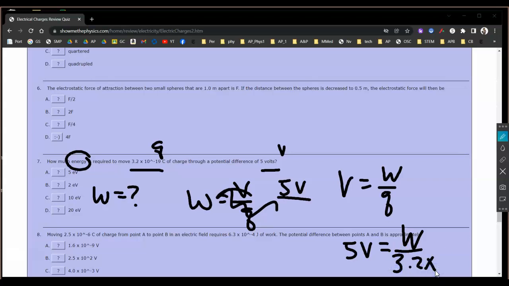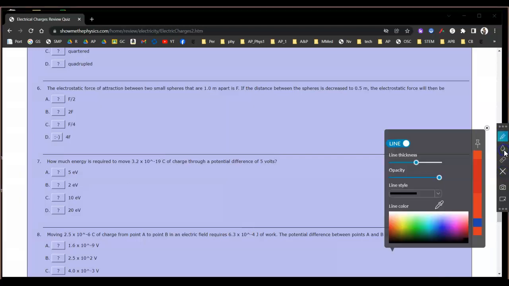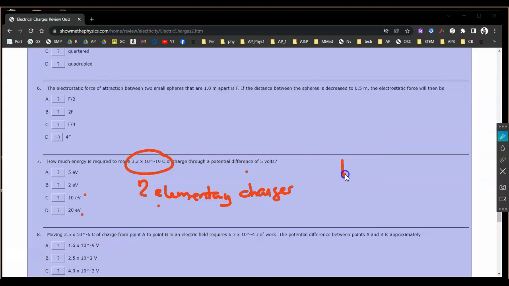3.2. Now we have a problem here. All our choices are in electron volts. Remember I said J goes with C and E goes with E? We have a problem because E goes with E. So this is going to be changed to 2 elementary charges. Now we have a match. J goes with C and E goes with E. So now we got a match. Now we can do it.